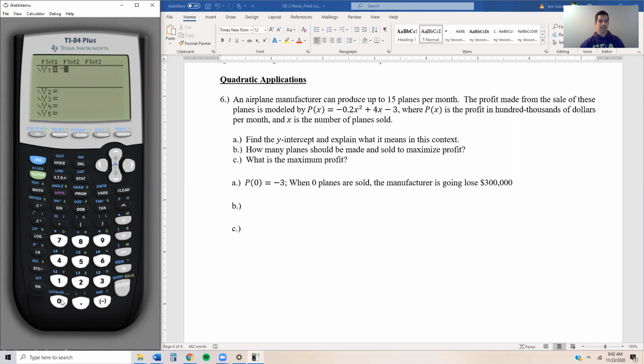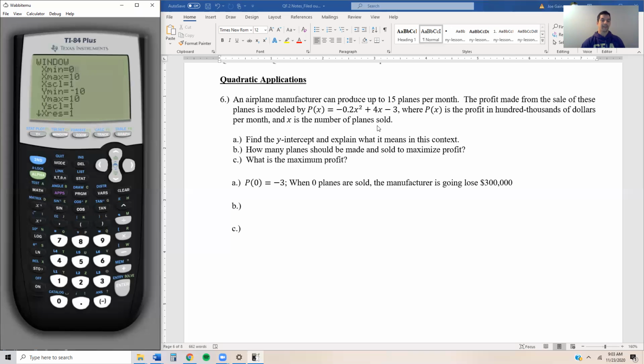So this function is -0.2x squared plus 4x minus 3. And now I'm going to set my window. Now the x minimum and x maximum is what I'm going to adjust. So x minimum, x would be, again, the number of planes sold.